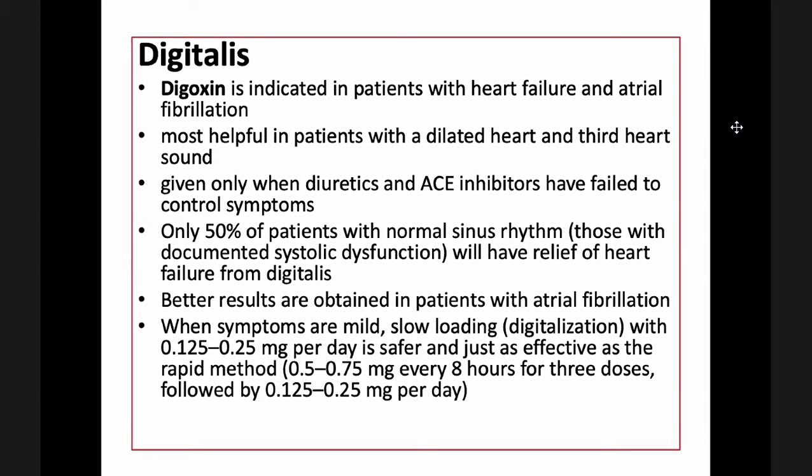So your digitalis is not commonly used in patients who are in sinus rhythm with heart failure, but rather beneficial effects are observed in those patients with heart failure with atrial fibrillation. So when symptoms are mild, slow loading with your 0.125 to 0.25 milligrams per day is safer and just as effective as the rapid method of 0.5 to 0.75 milligrams every 8 hours for 3 doses. So that's the dose of your digoxin.